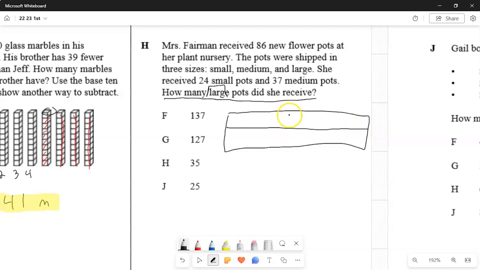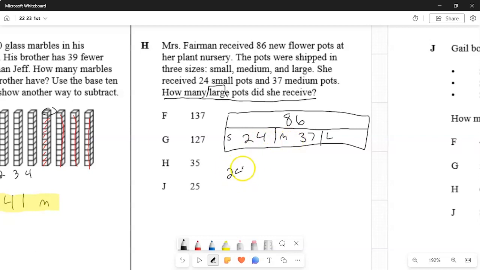Okay, I know there's 86 total pots, and she's got 3 different sizes: small, medium, and large. We're trying to find out the large. We know there are 24 smalls and 37 mediums. That means whatever's left over would be the large pots. Okay, to solve that problem, quickest way to do it is to add together the two that I know and subtract from the total.